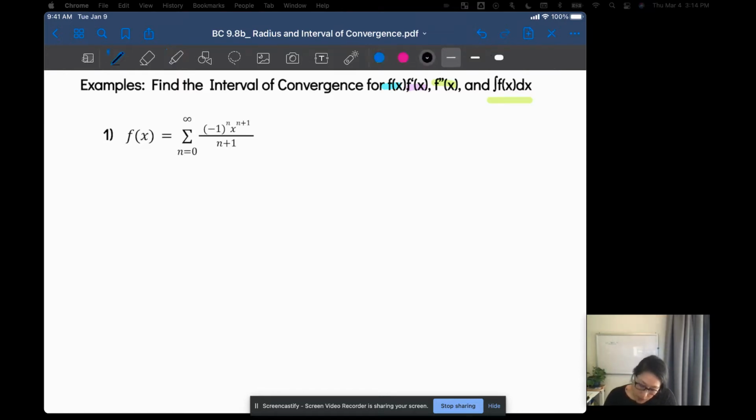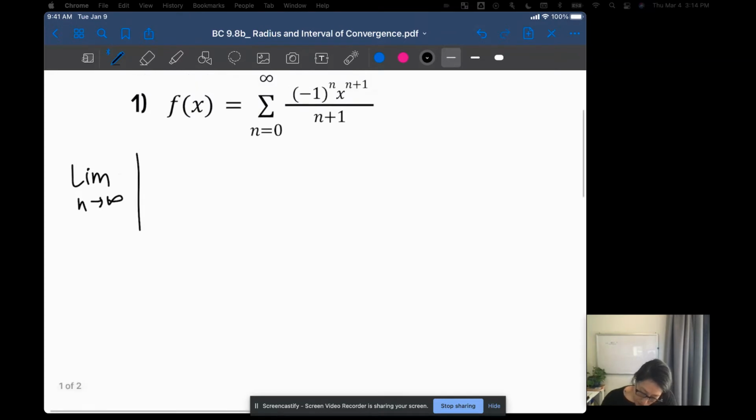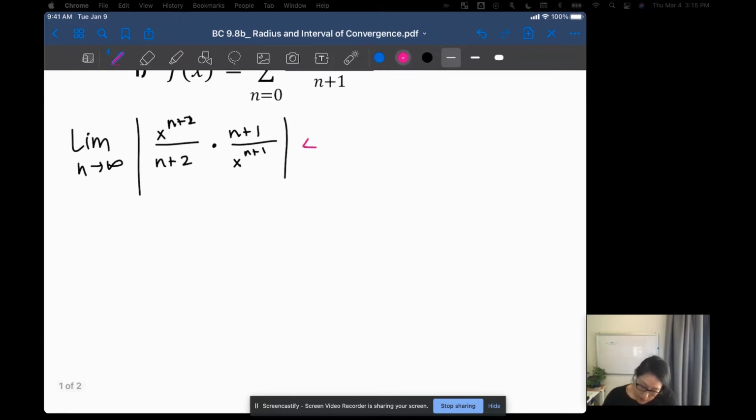We need to apply the ratio test to figure out our interval. So I have the next term. I'm not going to deal with the -1. So I have x^(n+2) over n+2 times the reciprocal of a sub n, which is n+1 over x^(n+1). And this has to be less than 1 for convergence.